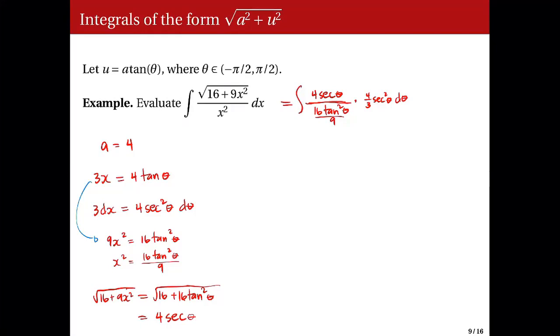So if we simplify this, we have 4 times 4, that's 16. So this guy here will cancel this. Okay. And then we cancel this and this. We'll be left with 3. I'll put that 3 outside. So we'll have 3 integral of secant cube theta over tangent squared theta d theta.